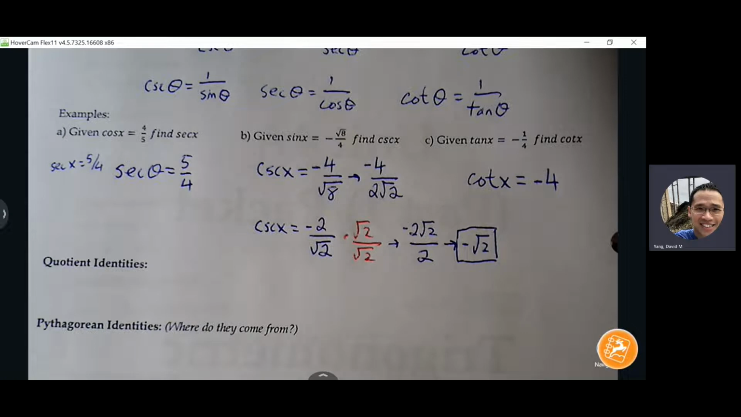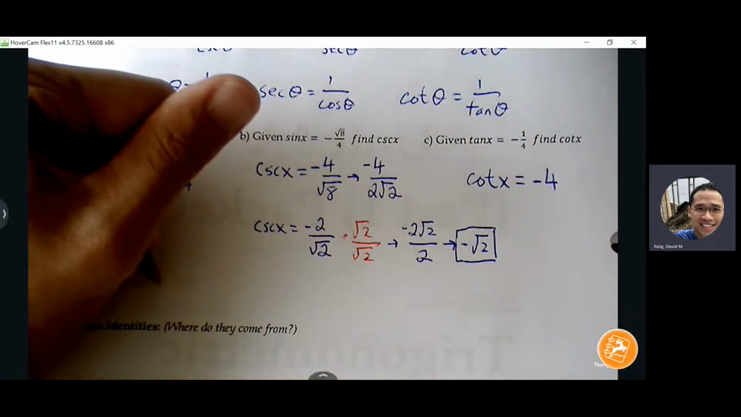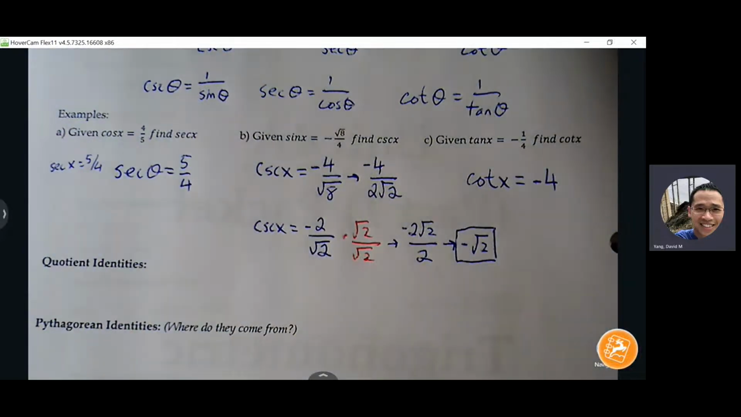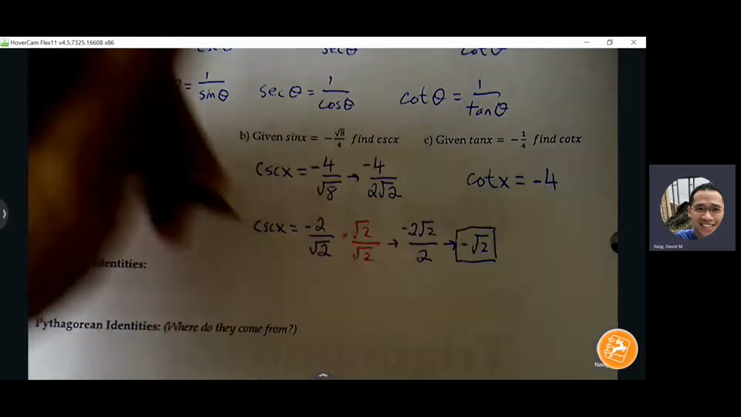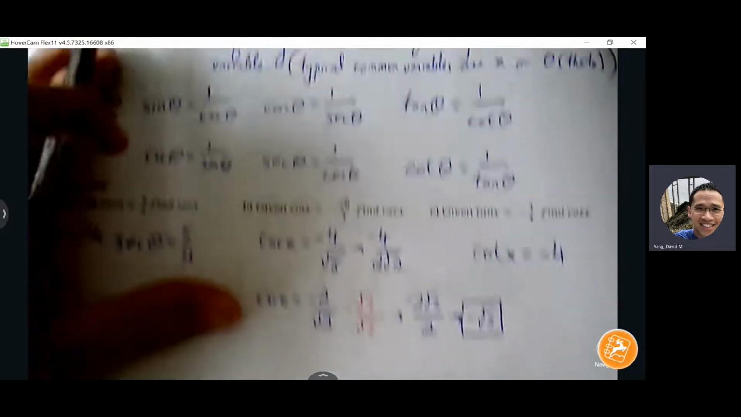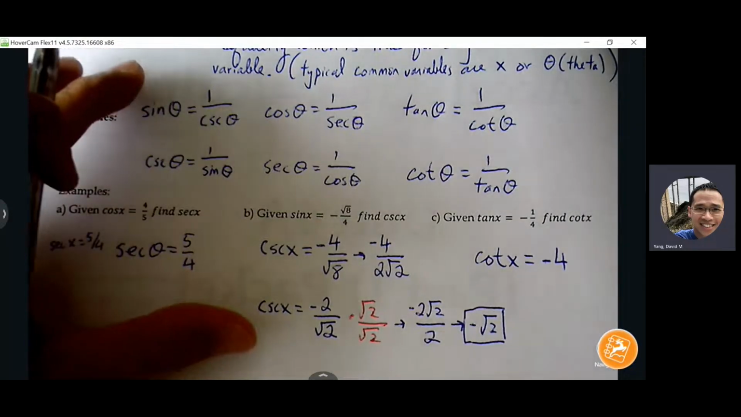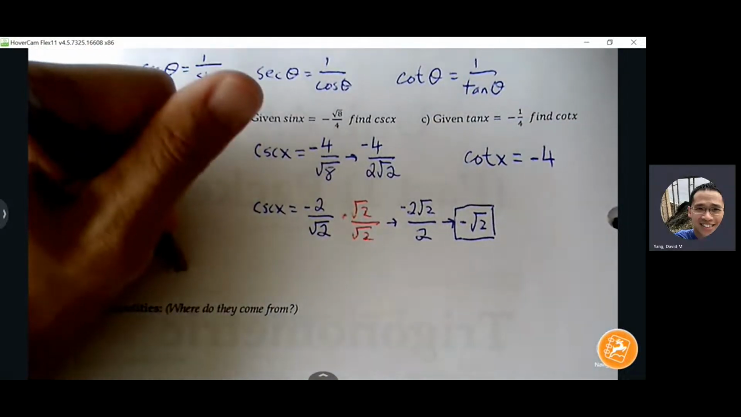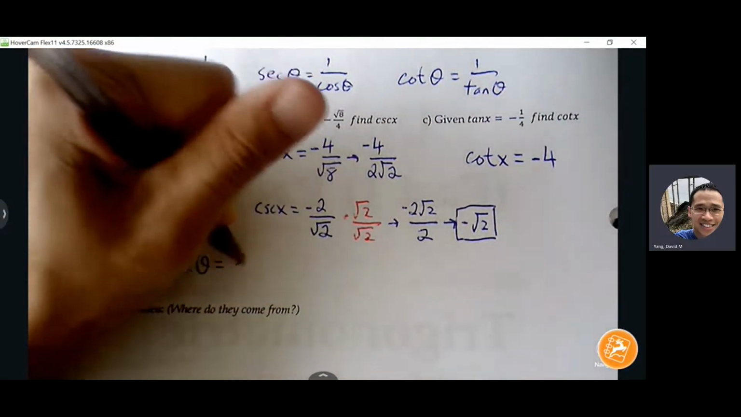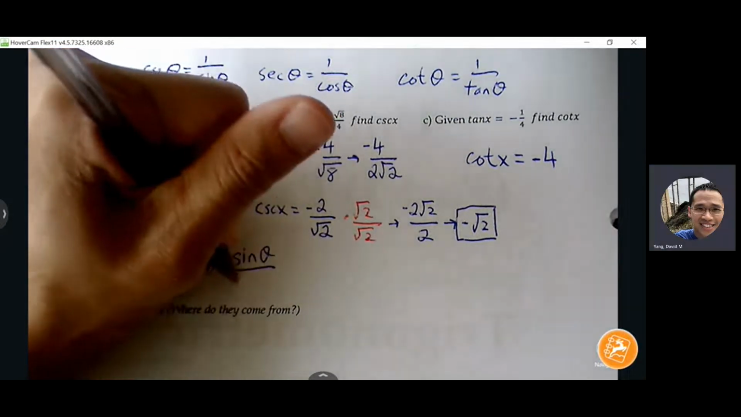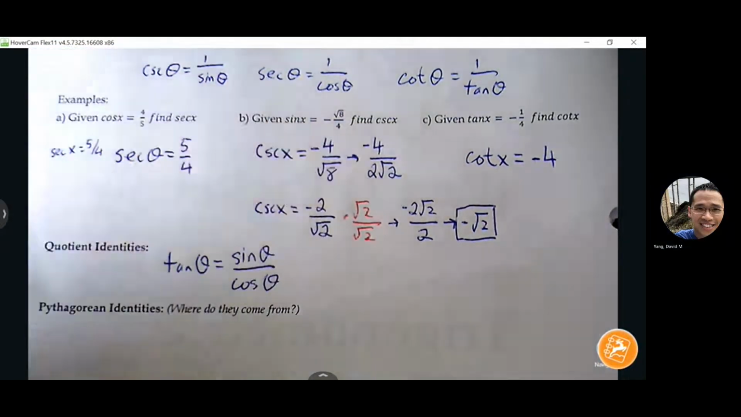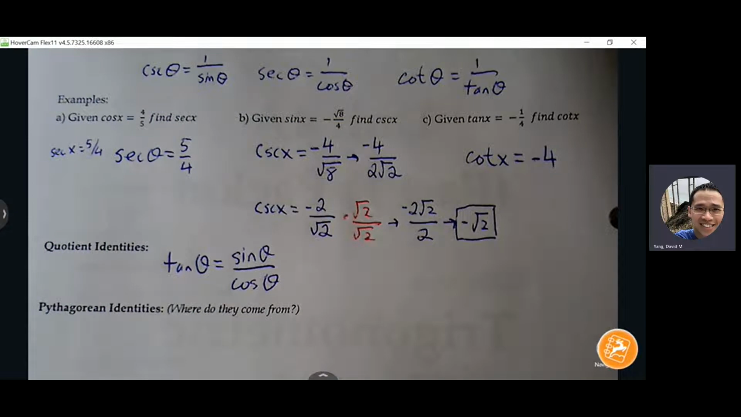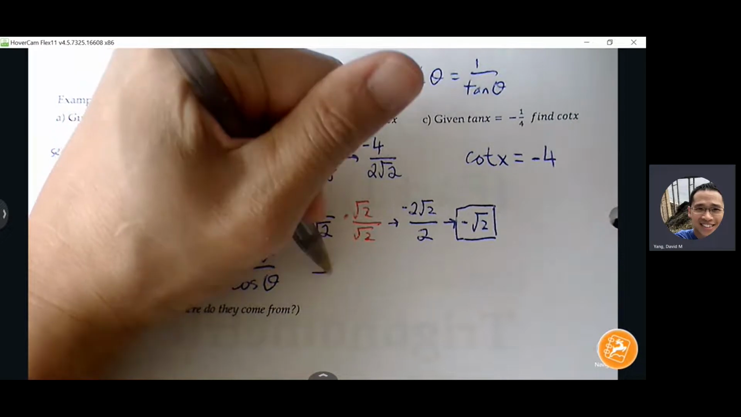Quotient identities, these are very useful because the idea is that any trig function I can always rewrite as sine and cosine. And that goes with not only cosecant and secant, but also tangent and cotangent. So we can think of tangent of theta as sine over cosine. I mean, we can think of tangent as 1 over cotangent, but we can also think of tangent as sine over cosine. This is going to be really helpful.